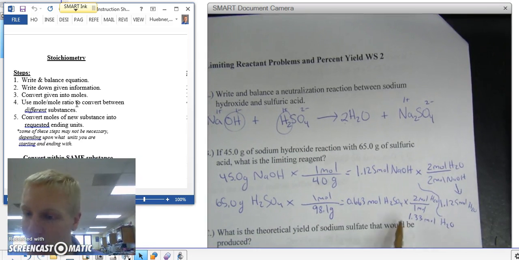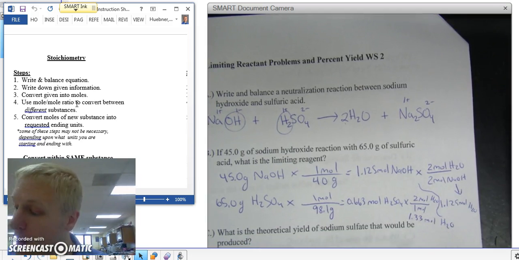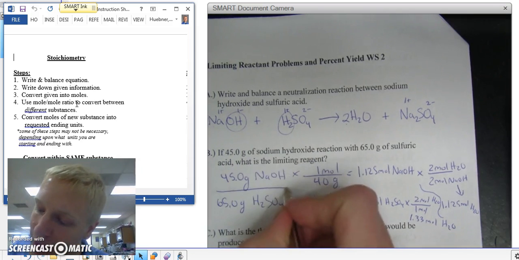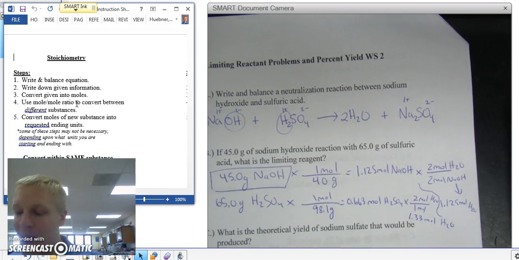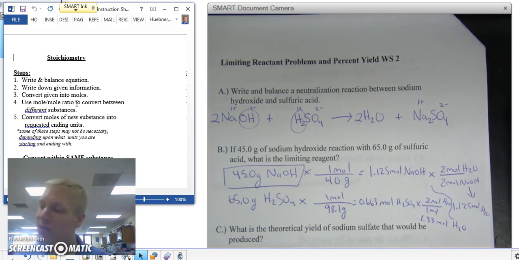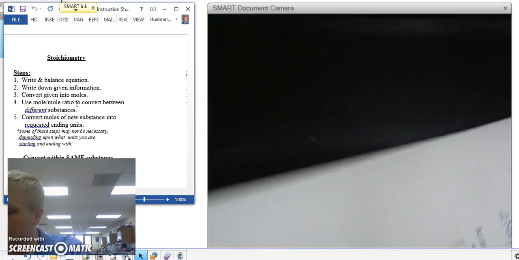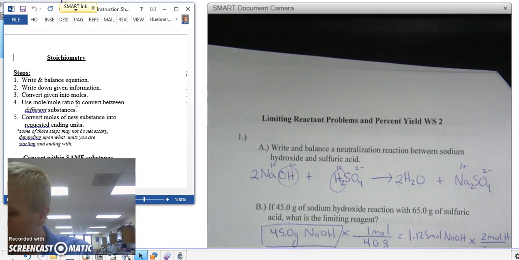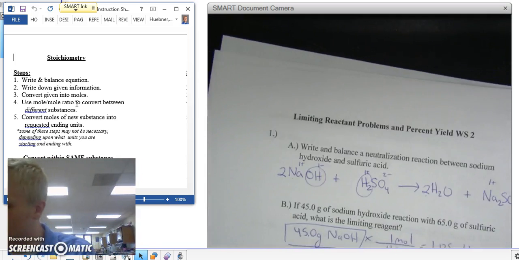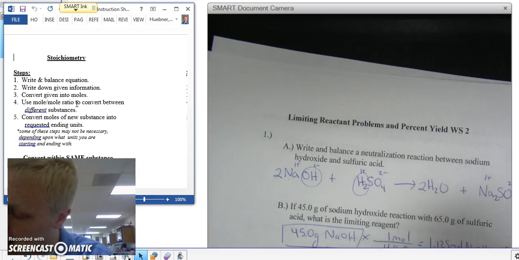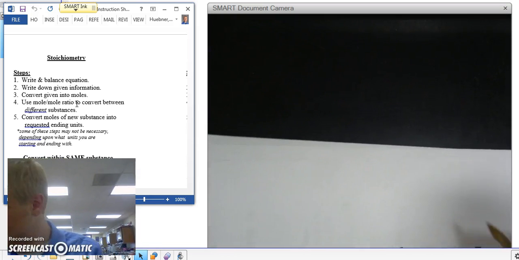1.33 moles of H2 is produced, which is more than the 1.1. So my limiting reactant would be NaOH. Just for fun, why don't we solve that same problem a different way? I found moles of NaOH. I found moles of H2SO4. I'm going to pick NaOH as reactant 1.